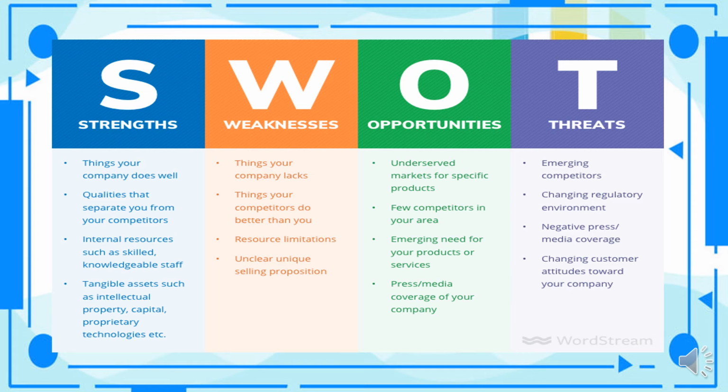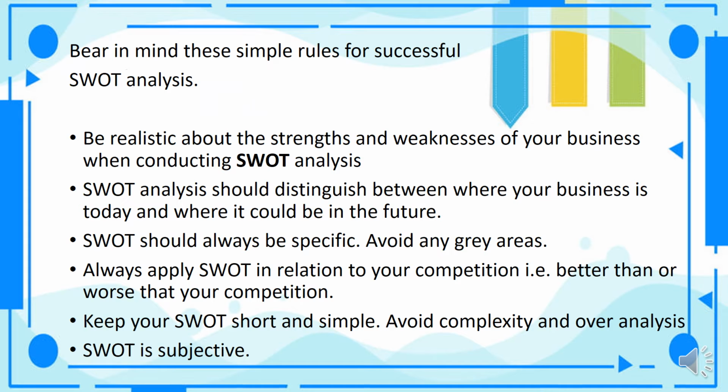So that is all about the SWOT analysis. Bear in mind these simple rules for successful SWOT analysis. The first rule is to be realistic about the strengths and weaknesses of your business when conducting SWOT analysis. In your business, being realistic is very important. You should have the factual strengths and weaknesses of your business. Another rule is that SWOT analysis should distinguish between where your business is today and where it could be in the future. So it talks about the present and the future of your business.